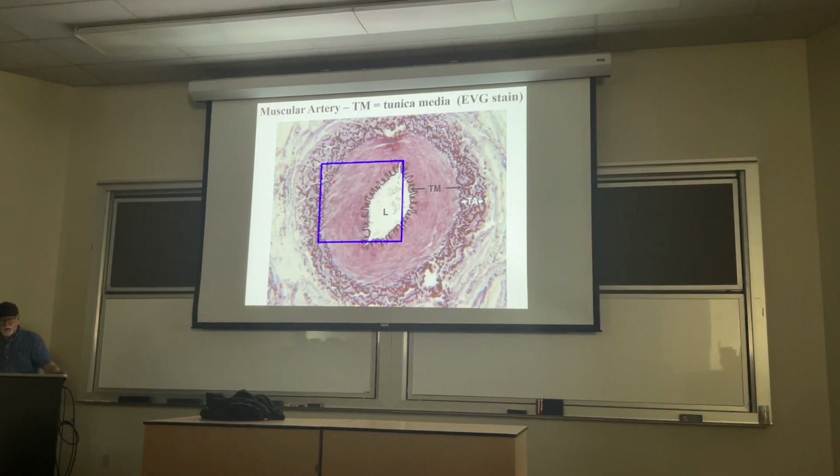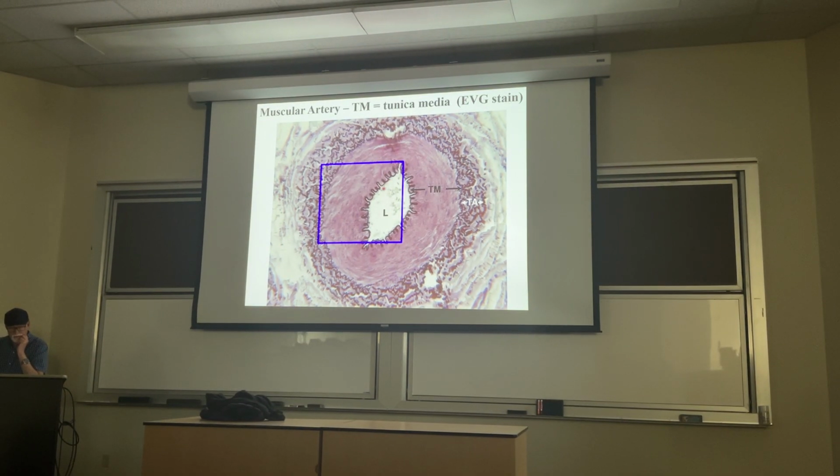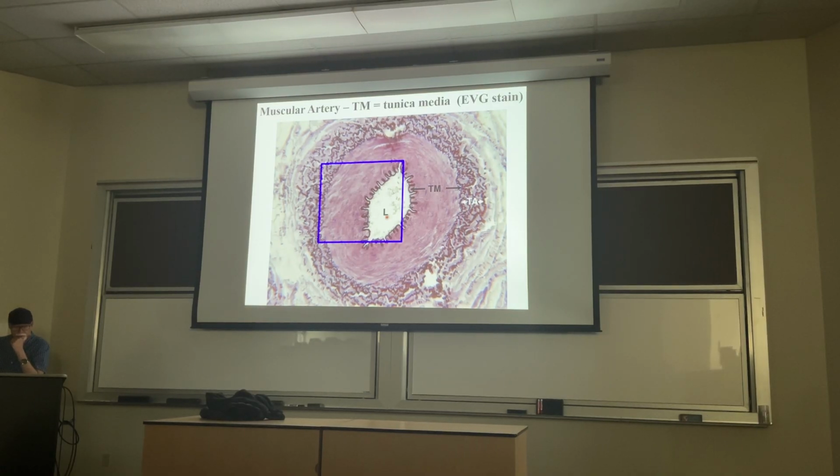Here's a muscular artery, and again, this has a Van Gieson stain. And look at the internal elastic lamina. With this stain, it really pops out at us. It's a little harder to see the endothelium because this stain sort of obscures it. You can see a little bit of it coming along there. This is the lumen where the blood goes.